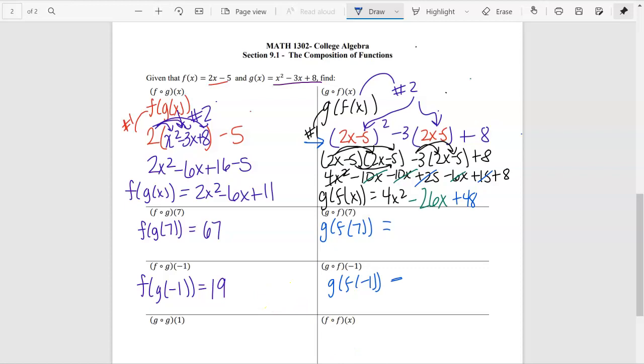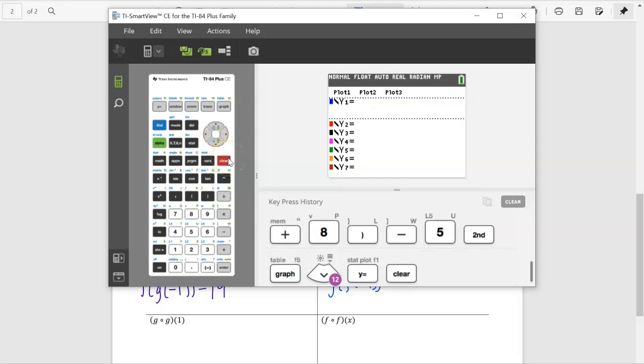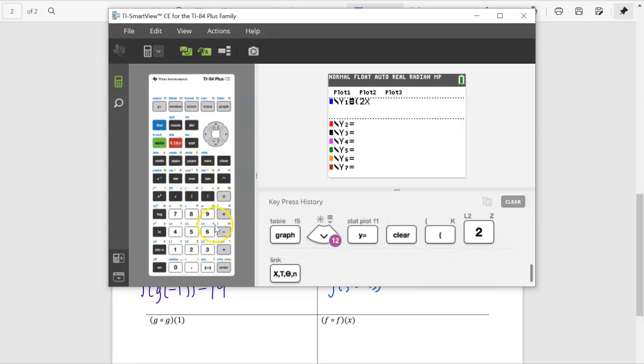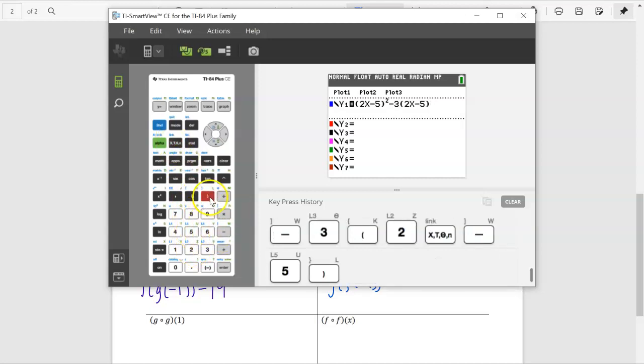So let's pull our calculator back up. Going to go to y equals, clearing this out. I know it does take a little bit of time to do this, but it does help me make sure I'm not making some mistakes, or it might catch me. So 2x minus 5, we're supposed to square that. And then we've got minus 3 times 2x minus 5. And then we've got plus 8.